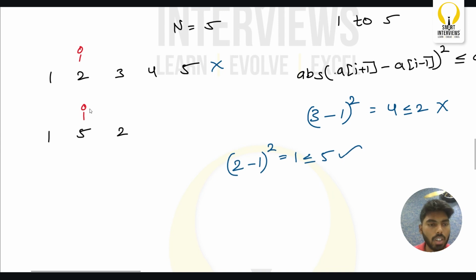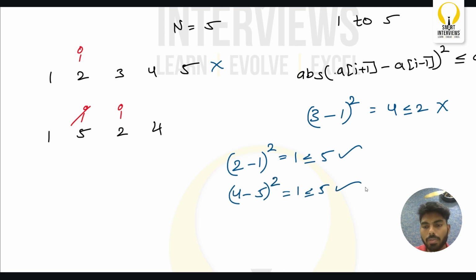Now which value should I place here? I will go with 4. If I go with 4, what will happen? My i was initially here, now I went to the next index. Will the condition hold or not? Let's see. What is i plus 1? 4. What is i minus 1? 5. The absolute difference of 4 minus 5 is 1. 1 whole square is nothing but 1. 1 is less than or equal to 5. Hence, this is valid.